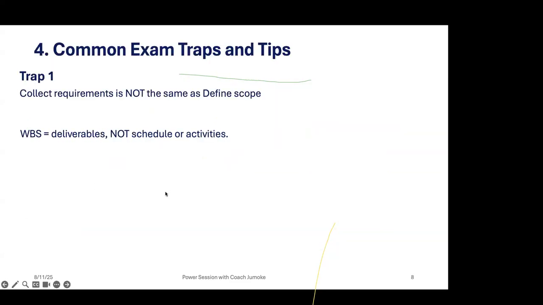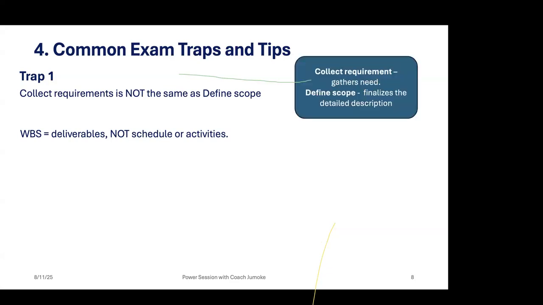Now, I just added this common exam traps and tips. Tip 1, collect requirements is not the same as define scope. Collection of requirements would help you to go and define scope. So collect requirements gathers needs. When you talk to the stakeholder, I want my fried rice to have carrots in it. I want liver in my fried rice. I don't want the fried rice to be too hard. You are collecting attributes of the product you are going to deliver.